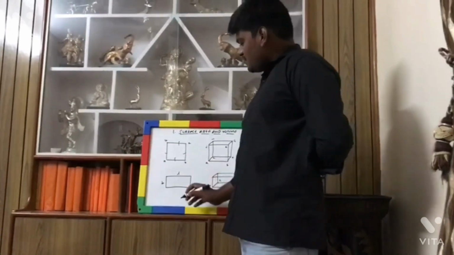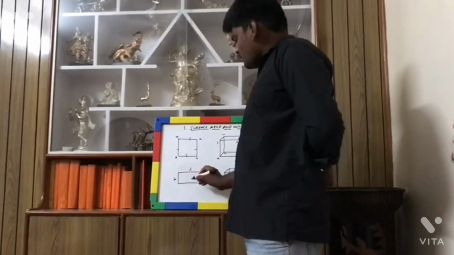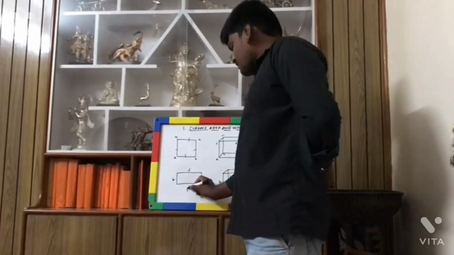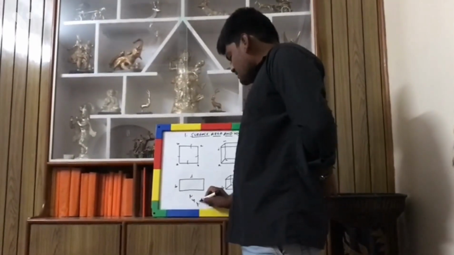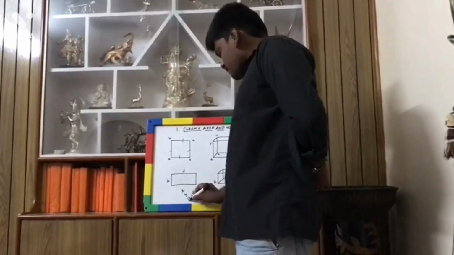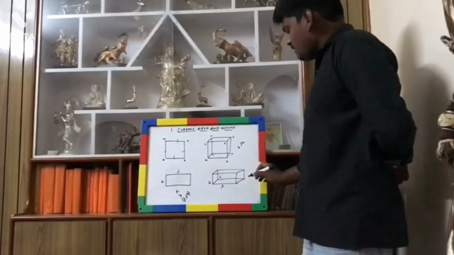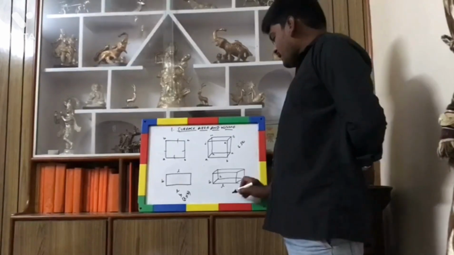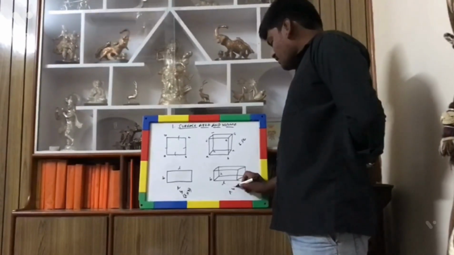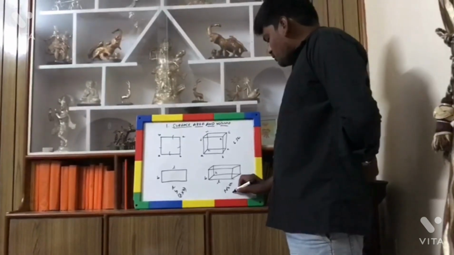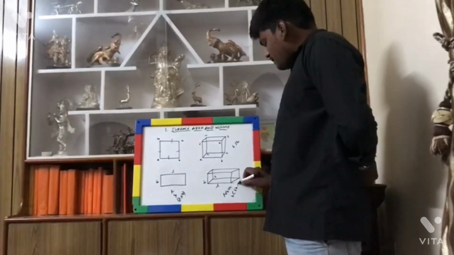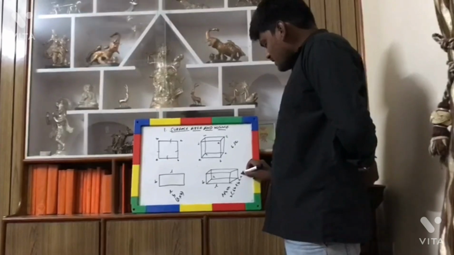The next figure is a rectangle, whose largest side we will take as length and smallest side we will take as breadth. So the area of a rectangle is simply length into breadth. Coming to the three-dimensional figure of a rectangle, which is a cuboid, formed by length, breadth along with the height given, the surface area of the cuboid will be 2 times LB plus BH plus HL.